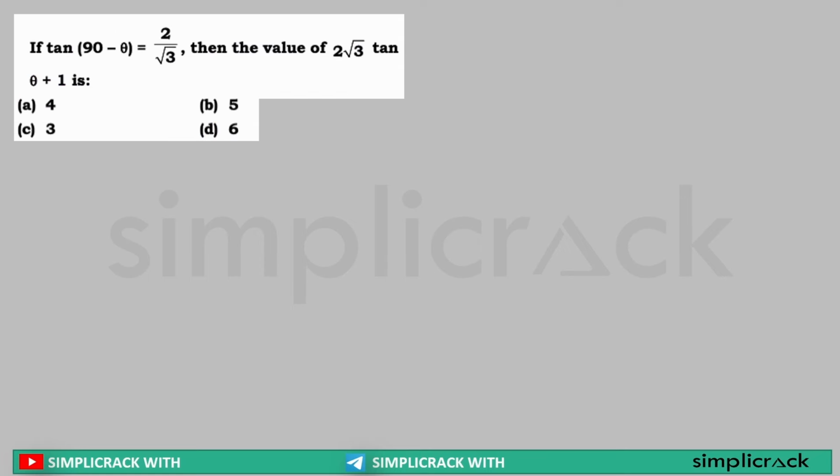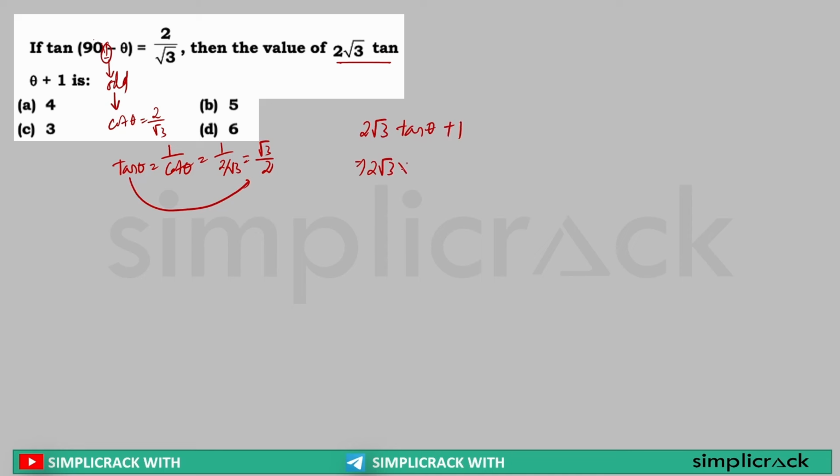Clear? Next. It is saying tan of 90 degree minus theta. 90 degree multiplied by 1, 1 is odd. That means it becomes cot theta, which is equal to 2 by root 3. If cot theta is 2 by root 3, tan theta will be what? 1 by cot theta. That means 1 by 2 by root 3, or it can be written as root 3 by 2. So the value of tan theta is root 3 by 2. Here it has asked the value of 2 root 3 tan theta plus 1. It can be written as 2 root 3 multiplied by root 3 by 2 plus 1. 2 crossed out. Root 3 into root 3 is equal to 3, plus 1 is equal to 4. Answer is option A.